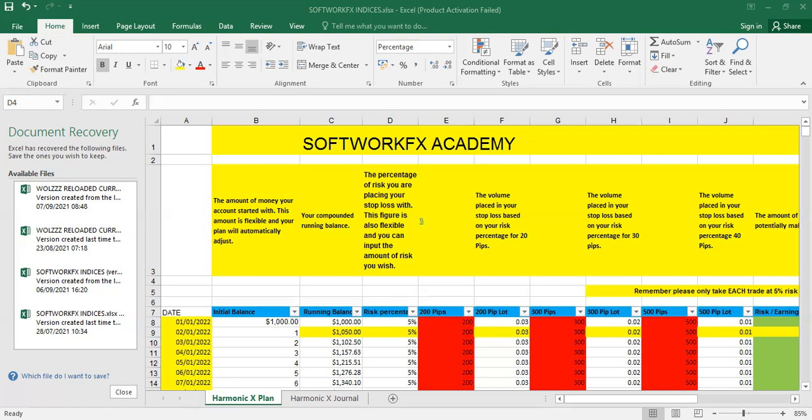And right before me is our trading plan document at Software FX Academy. This is what we make use of, this is what we trade with. And every student that passes through our academy, I make sure I avail them a copy of this document so that they can actually work with it.